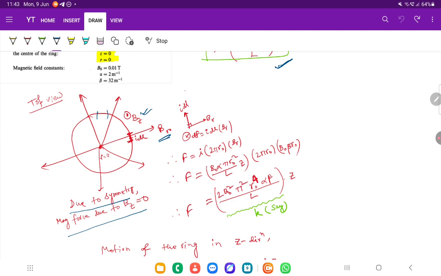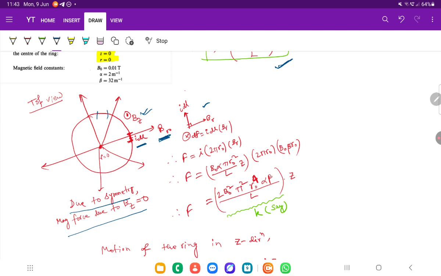Okay, let it be there. Now I'm coming to the Br part. So we are trying to find out the force on the loop or the ring due to the Br part, I mean the radial component. So I've again taken an ideal element here, and this is the direction of Br, radially outward. So you do I dl cross Br.